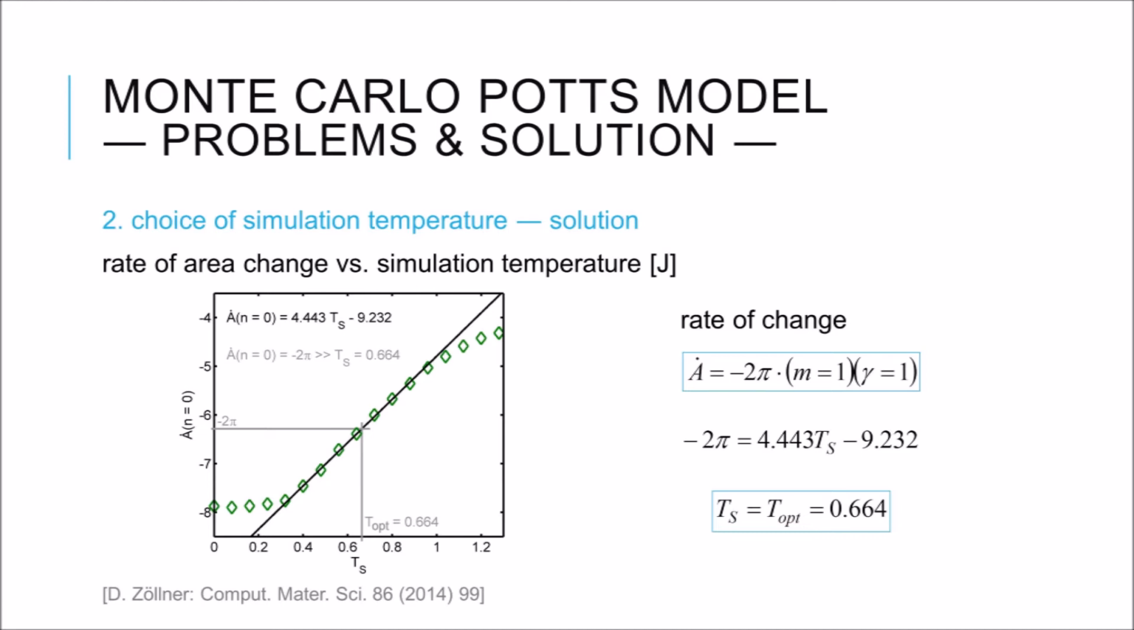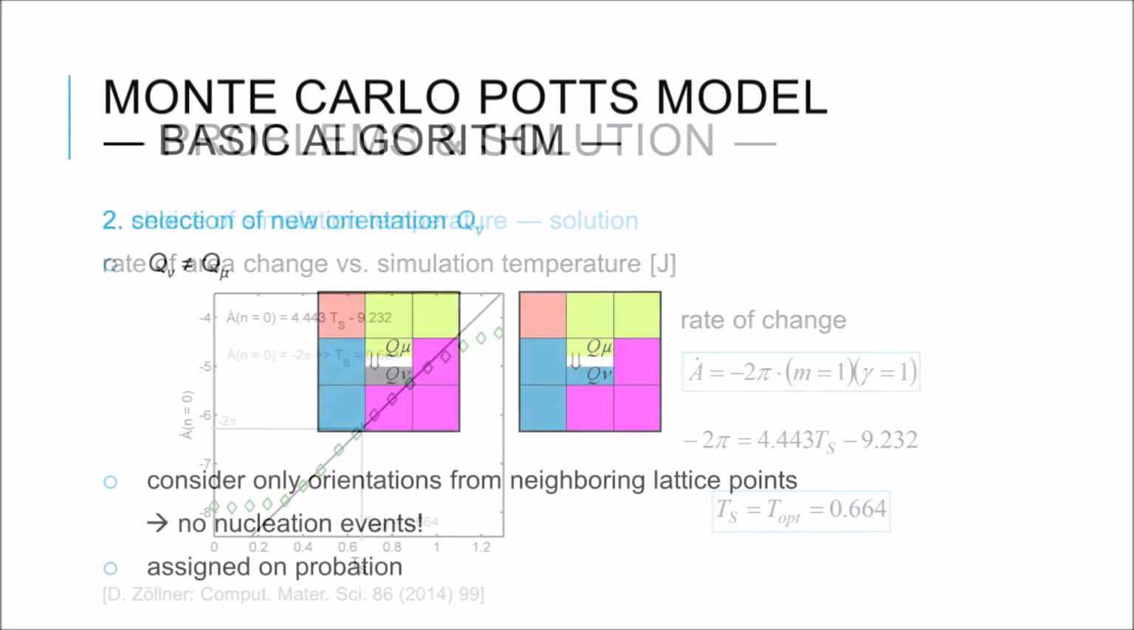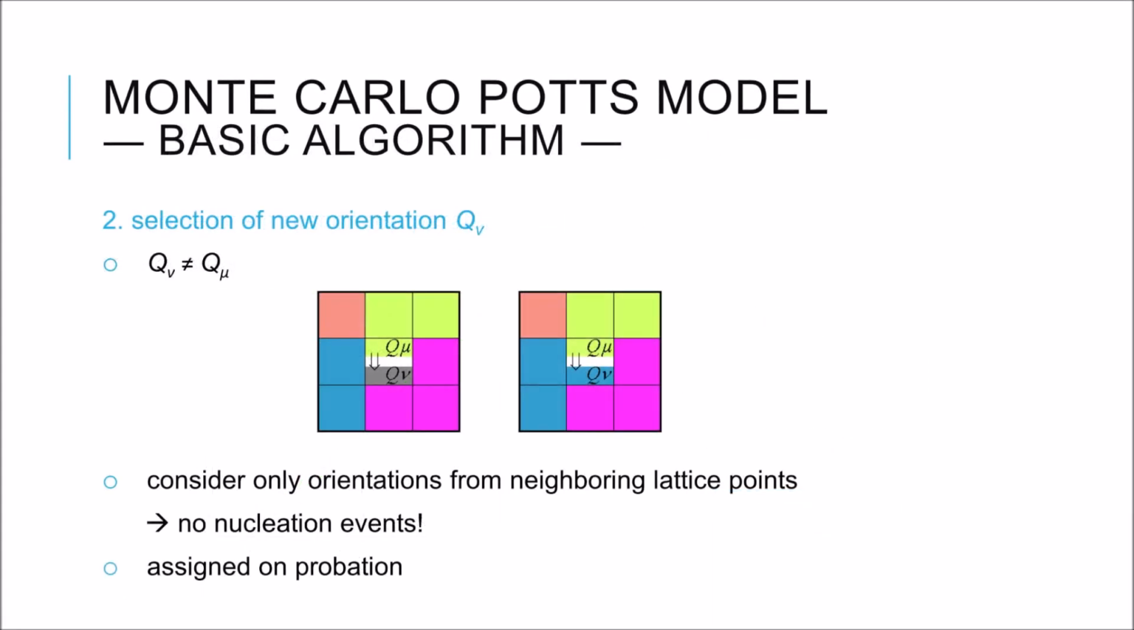Of course, you should be aware that for your personal implementation, you have to do it yourself, because every implementation is slightly different. For example, when we go back to this point where I said, okay, let's select a new orientation and we take only orientations from neighboring lattice points. This can be done in different ways.